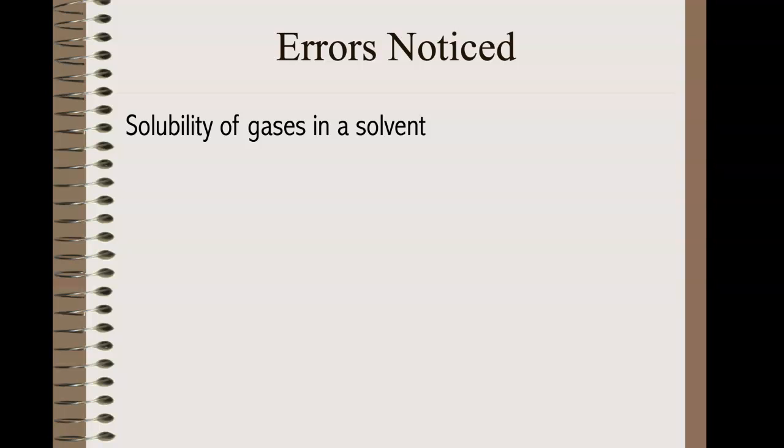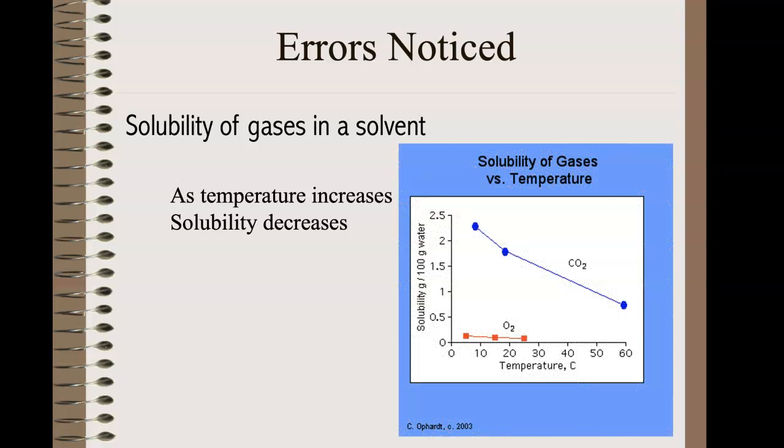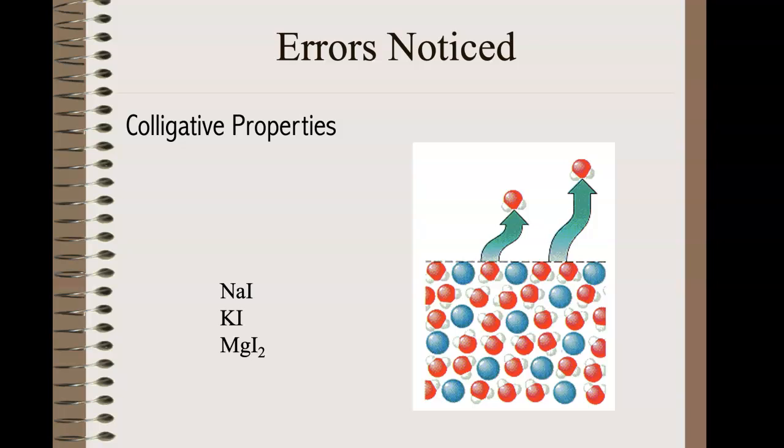Remember that solubility in gases is the opposite of a solid solute. So if I have a solid solute, I heat that up to get it to dissolve. But if I have a gas, as the temperature increases, solubility decreases for gases. And so here is a graph of that, and you can see that that is exactly opposite of a solid solute in water. This is why we put soda or sparkling water in the refrigerator, so that my carbon dioxide, my gas in there, doesn't bubble out.